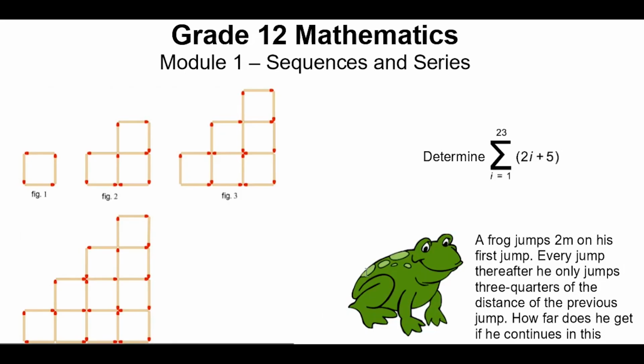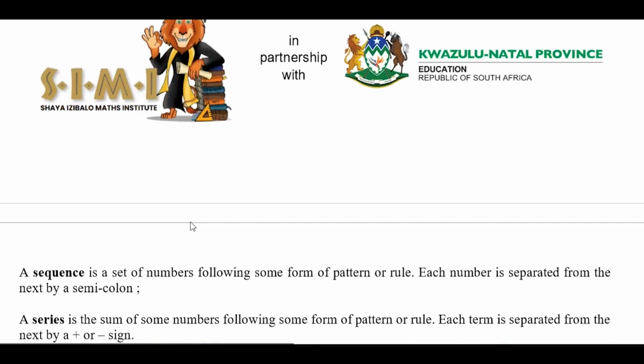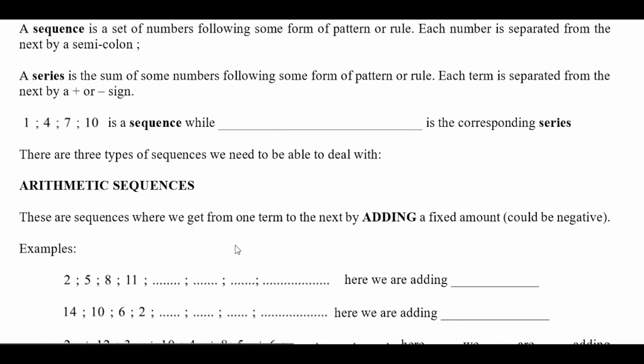To grade 12 mathematics, and our first module that we're going to study is sequences and series, and this is lesson 1 of that module. Let's dive straight in. A lot of this you'll be familiar with, but a sequence is essentially a set of numbers following some form of pattern or rule, and a series is exactly the same idea, although with a series we're adding up the terms of the sequence.